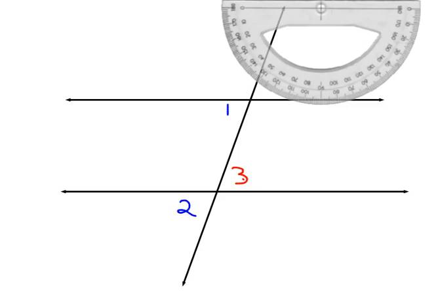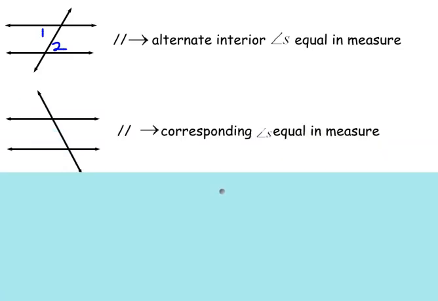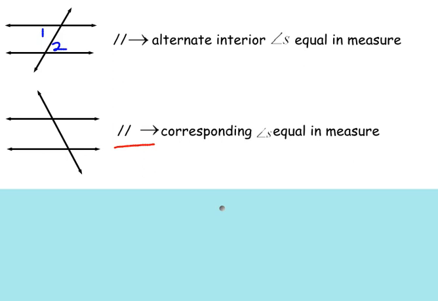If parallel lines are cut by a transversal, then corresponding angles are equal in measure. Write this down. Your abbreviation for this one is very similar. Right here you have parallel lines. Remember the arrow means implies. So parallel lines implies corresponding angles are equal in measure.